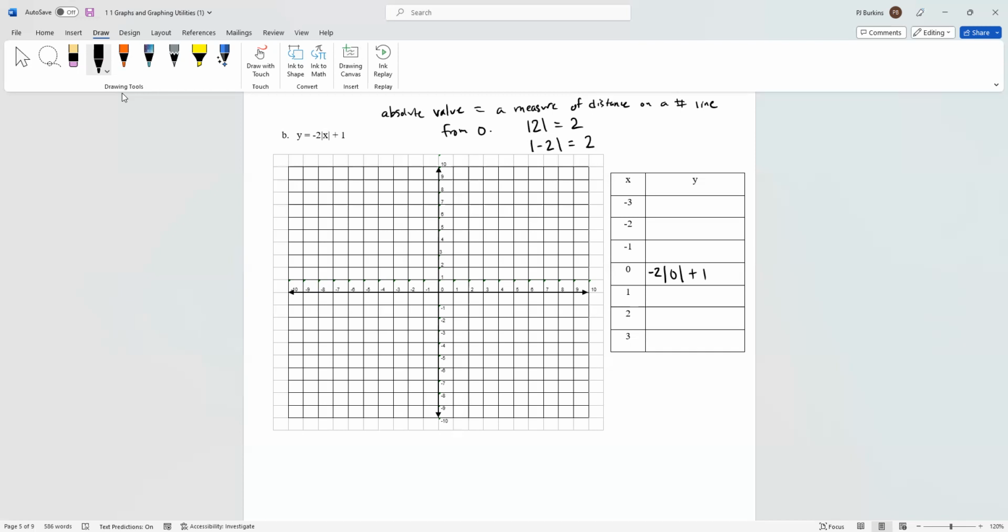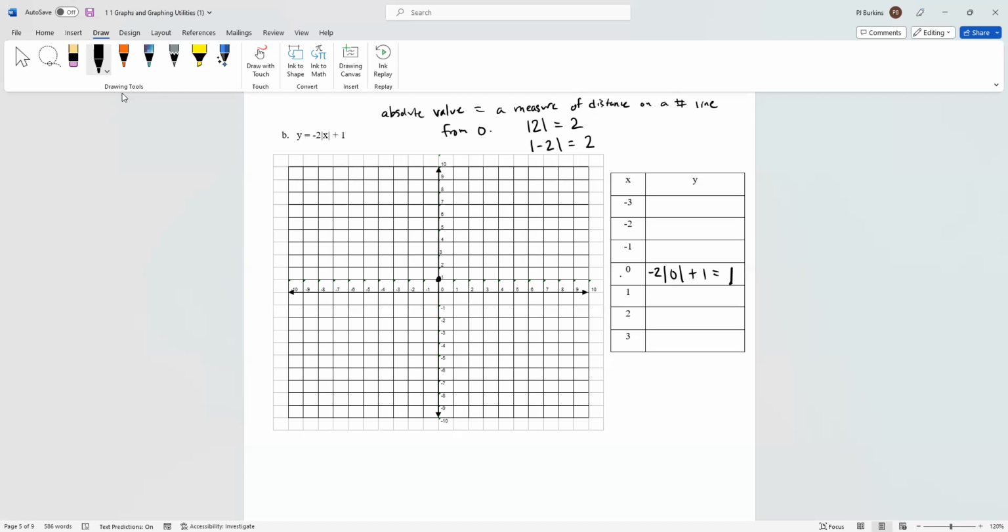Now 0, well, that's just 0. So the absolute value of 0 is nothing. -2 times nothing, or 0, is 0 again. And then +1 gives us 1. So the first ordered pair that I found was 0, 1. Let me just go ahead and plot. So 0 in the x means I don't go left or right, and then up 1 in the y. So I'm right there.